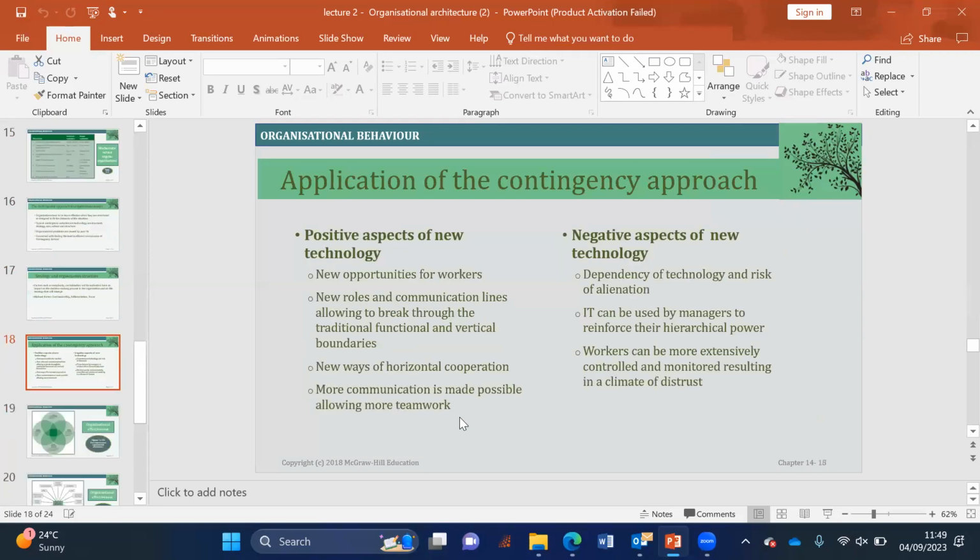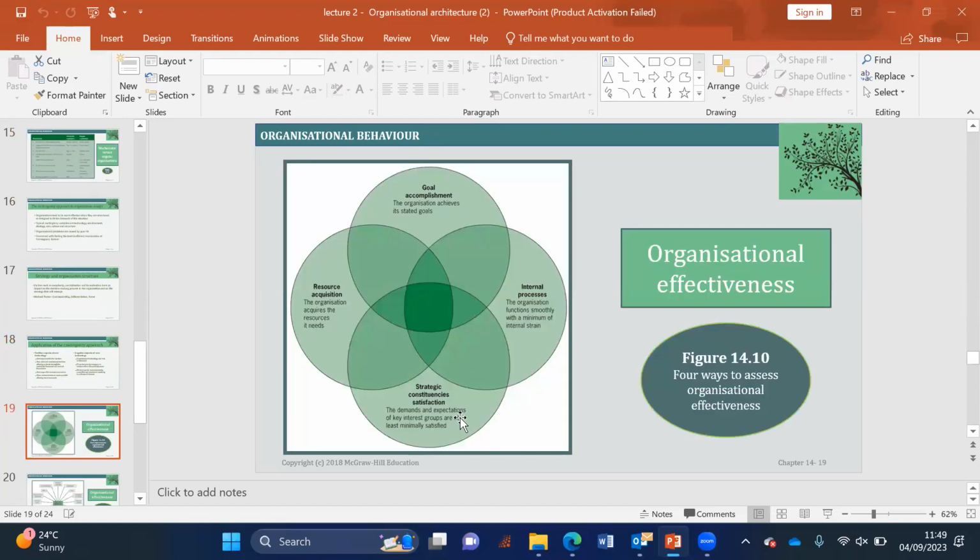Let's have a look at the application of contingency. Let's have a look at the 4 ways to assess organizational effectiveness. So there's 4 elements that help you see how effective the organization is. 1 is the goal accomplishment. 2 is internal processes. 3 is strategic constituency satisfaction, and 4 is resource acquisition. So let's have a look at each one of these.